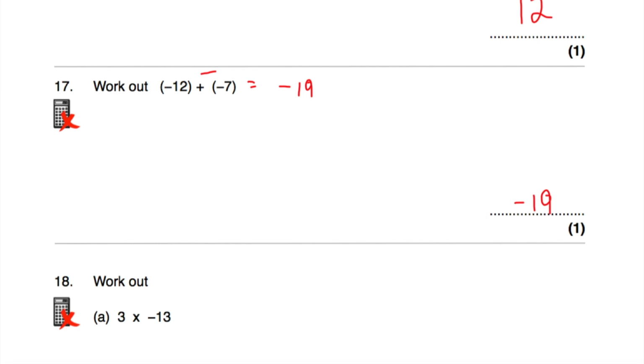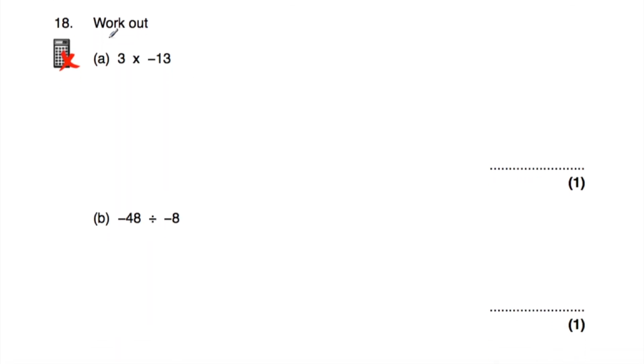And that's it. Okay, let's look at our next question, question number 18. So question number 18a says, work out 3 multiplied by negative 13. So we've got a positive times a negative, and a positive times a negative is a negative. And 3 times 13 is 39. So 3 times minus 13 would be minus 39. So the answer is minus 39.